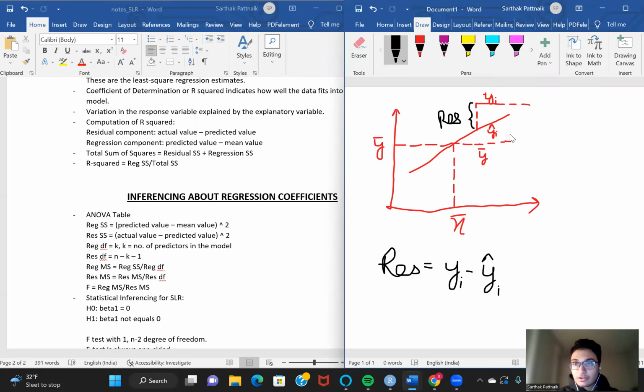The second component that we are going to introduce here is going to be the regression component. Now this right here, this is my regression component.